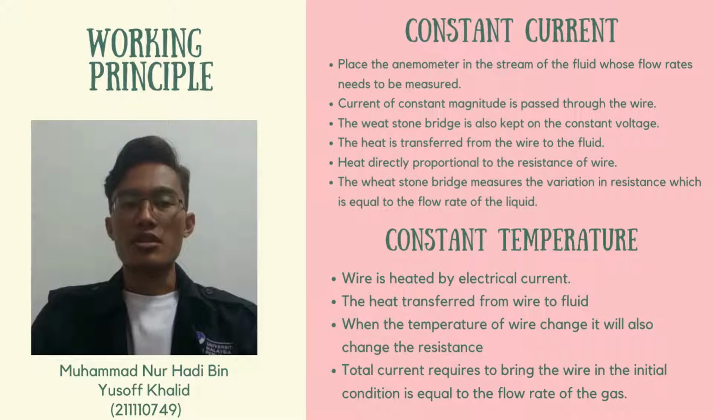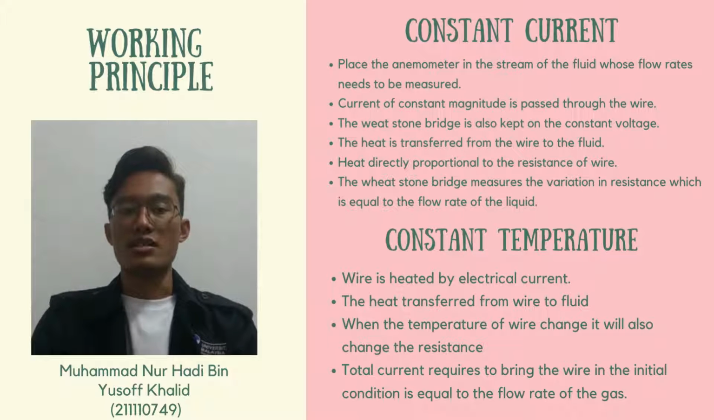For constant temperature, the wire is heated by the electric current. The hot wire, when placed in the fluid stream, transfers heat from the wire to the fluid. Thus, the temperature of the wire changes, which will also change the resistance. It works on the principle that the temperature of the wire remains constant. The total current required to bring the wire to the initial condition is equal to the flow rate of the gas.